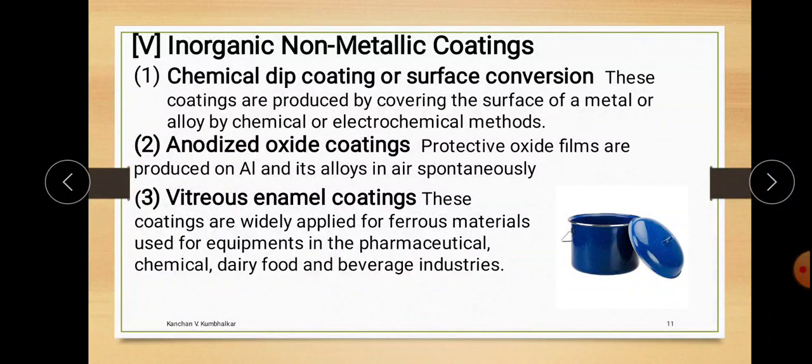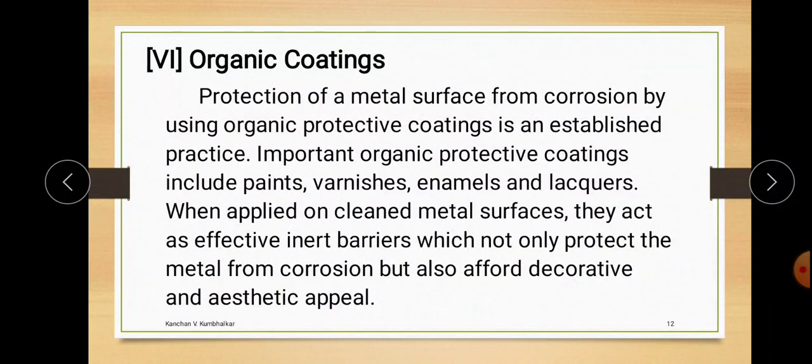And the last point is organic coating. Protecting a metal surface from corrosion by using organic protective coating is an established practice. Important organic protective coatings include paints, varnishes, enamels and lacquers. When applied on cleaned metal surfaces, they act as an effective inert barrier which not only protects the metal from corrosion but also affords decorative and aesthetic appeal.